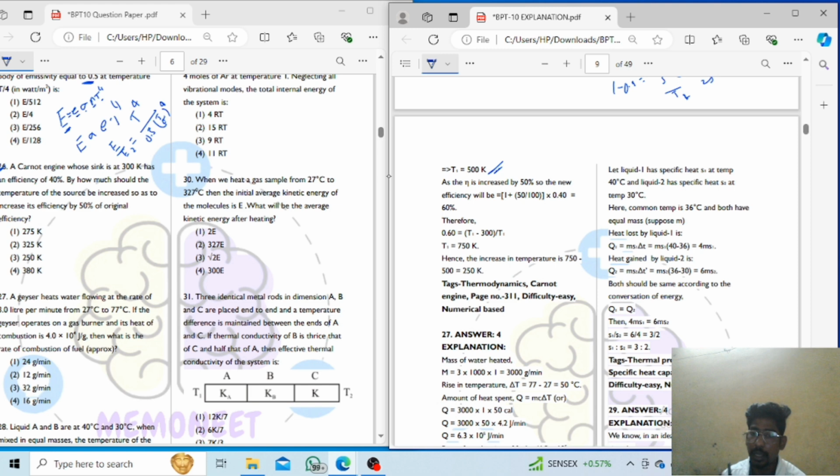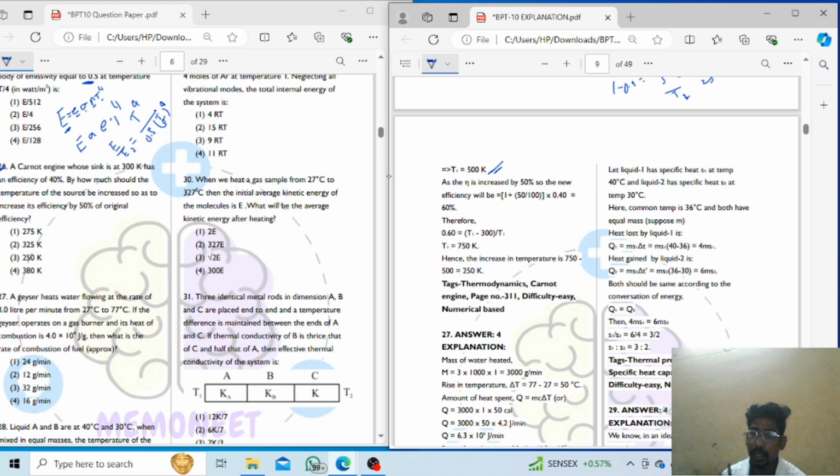So put the values here. What you will get is U equals 11RT. The 2s cancel out, so it becomes 2 into 3, that is 6, plus 5, which is 11. 11RT will be the answer. So therefore option number 4 is the correct option.